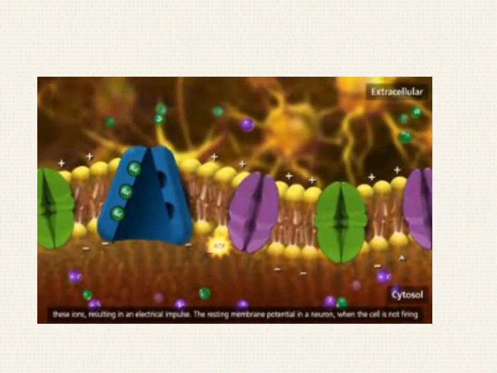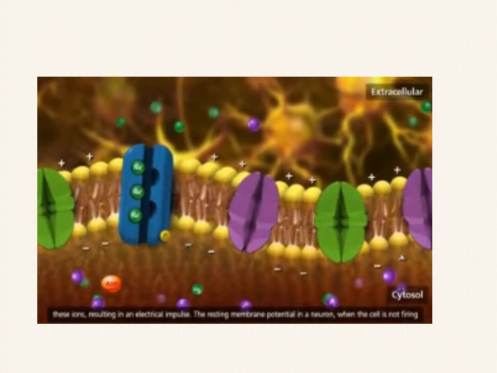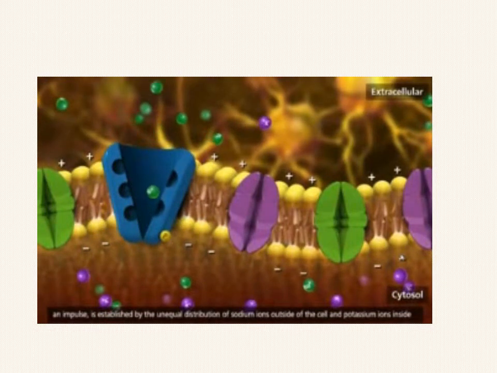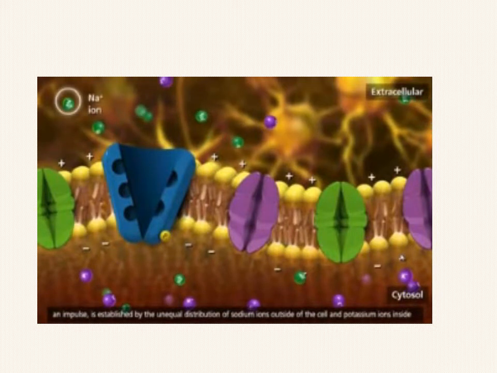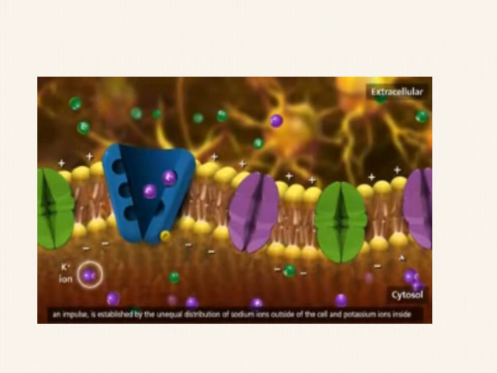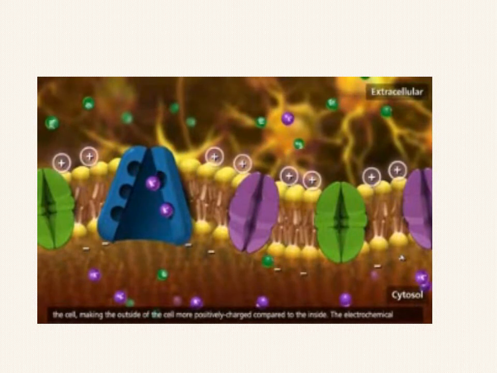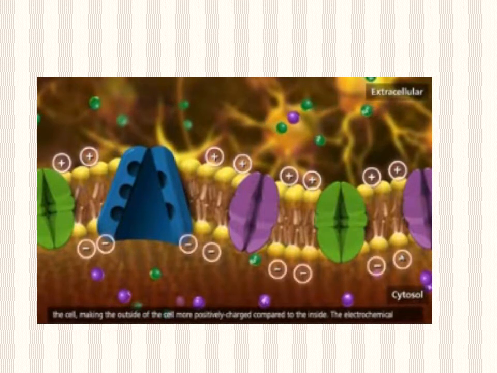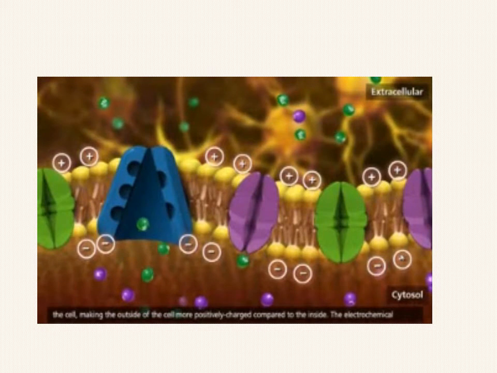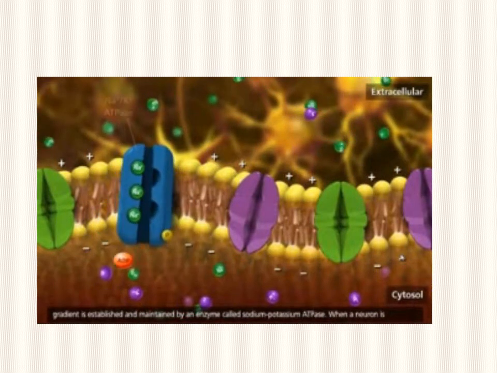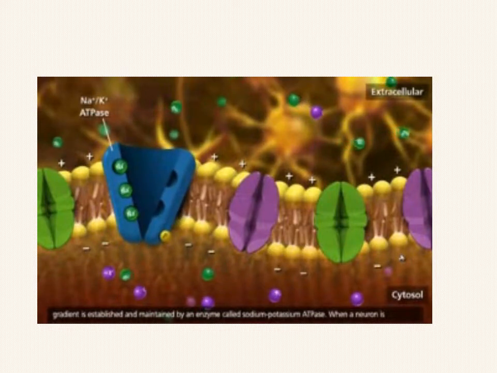The resting membrane potential in a neuron, when the cell is not firing an impulse, is established by the unequal distribution of sodium ions outside of the cell and potassium ions inside the cell, making the outside of the cell more positively charged compared to the inside. The electrochemical gradient is established and maintained by an enzyme called sodium-potassium ATPase.